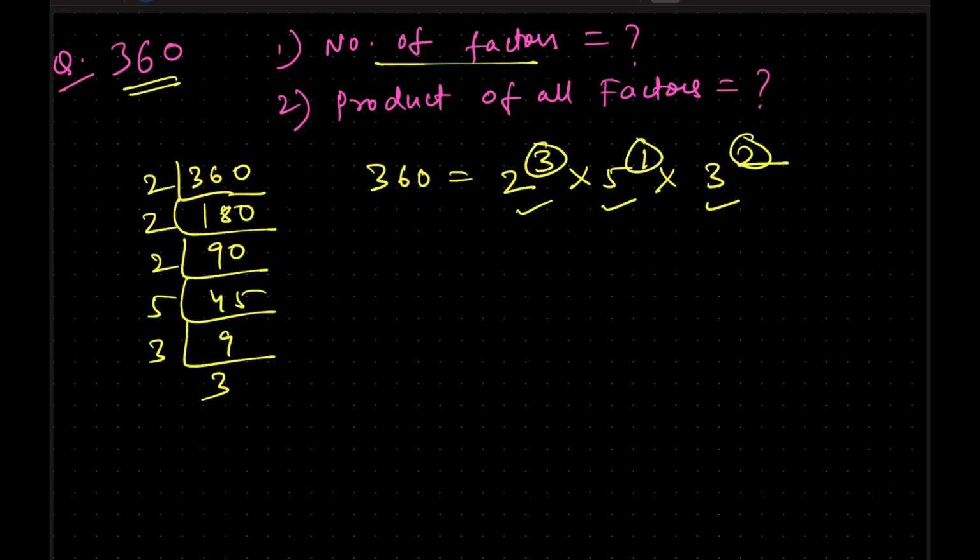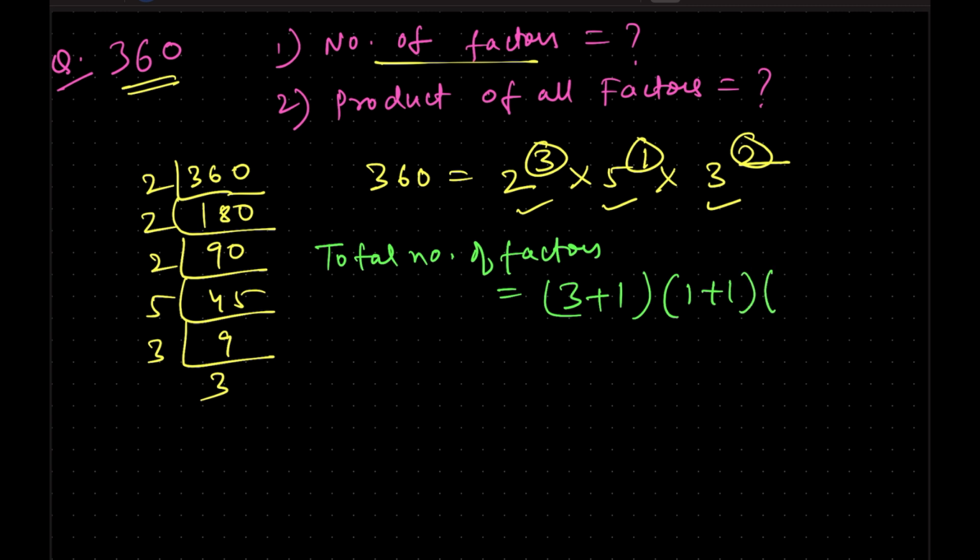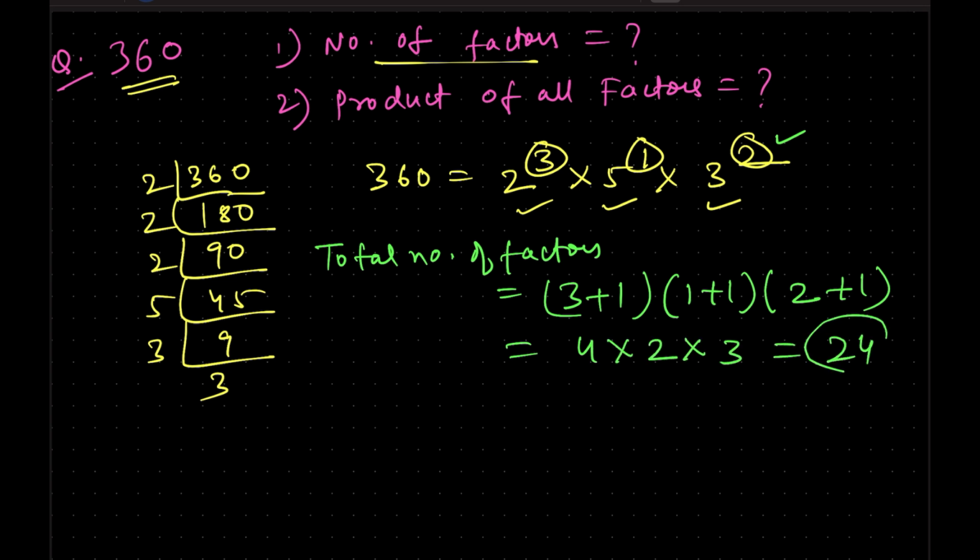Now the number of factors of 360 will be the first power 3 plus 1, into the second power which is 1 plus 1, into the third power which is 2 plus 1. You get 4 into 2 into 3, which is 24. So you don't have to find the factors individually. You can just use this formula, and you get 24.